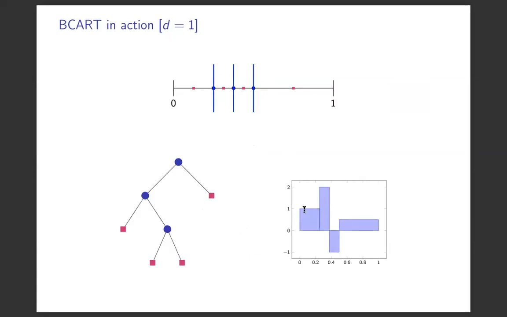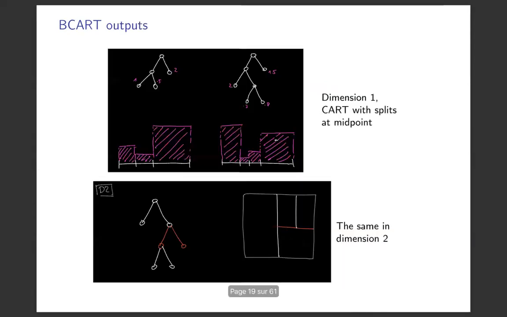Okay, so this random histogram is just built on the random partition that has been obtained by the tree, the random tree sampled on the left-hand side. Okay, so here the only thing that's not random is the splits. We assume that we always split at midpoints. We can relax that. I'll talk about that a bit later. Okay, so that's the same in dimension 1.